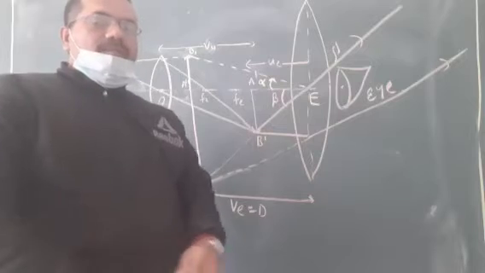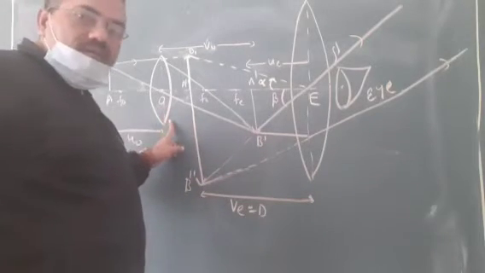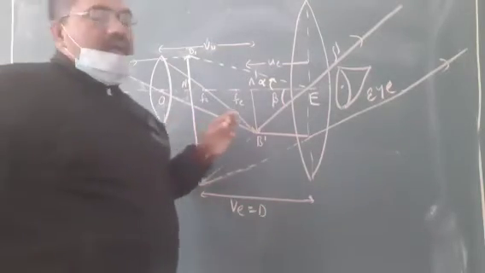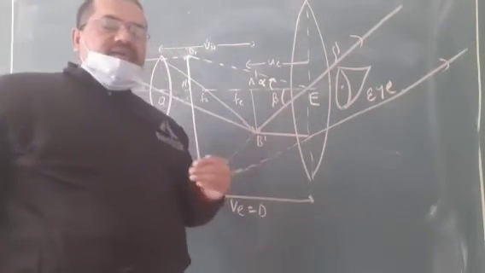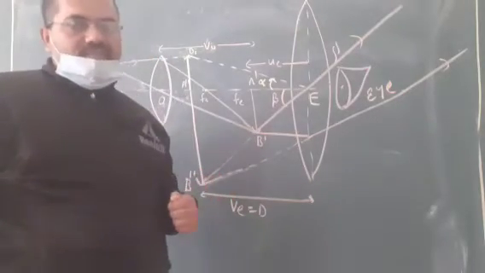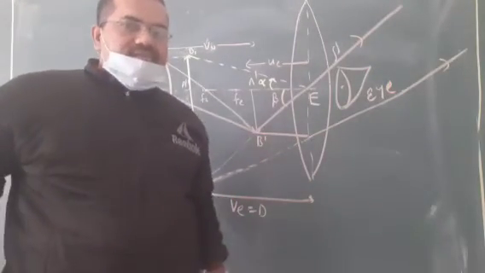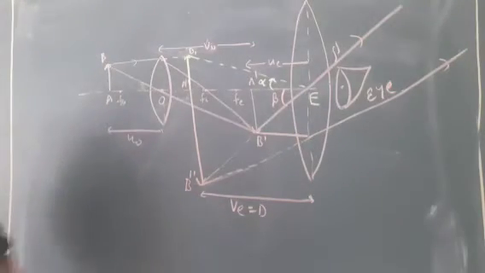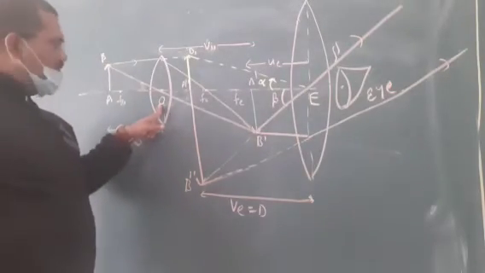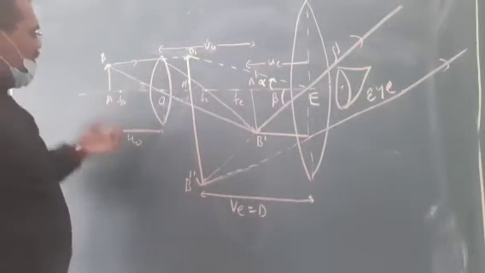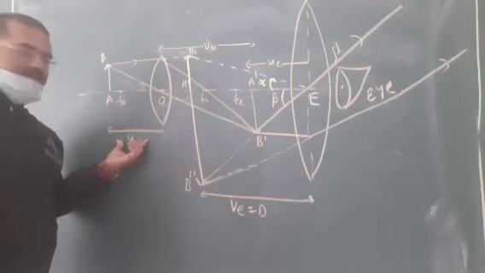So first of all, the objective is small because the object is small and less light is required to make a clear image. We have already discussed this in the previous lecture. This is the objective lens. This is the object AB, having distance u0.